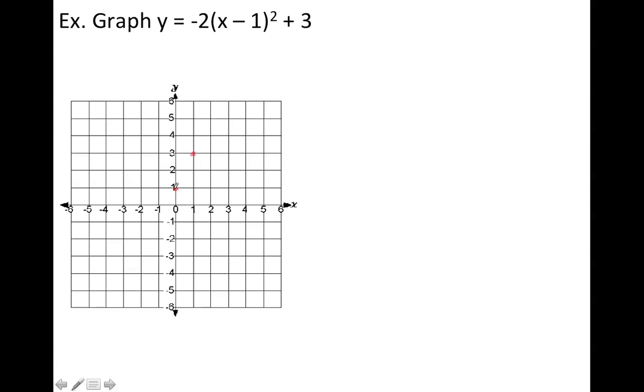And again, we can reflect that point over. So since we went down and to the left, we can go down and to the right. And we have 3 points, so that's good enough. Connect your points. And we are done. So if I asked you for the transformations of this graph, you would say right 1, up 3, reflection, and stretch.